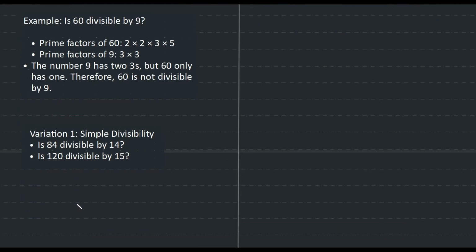So let me show one more example. 60 again, here is 2 and 2, 3 and 5, while 9 is 3 and 3. So I can tally 3 and 3, but not this 3. So this is an extra 3. The number 9 has two 3's, but 60 has only one. Therefore 60 is not divisible by 9. Okay, so that's one more example for you regarding the third step. So let's try this. You can pause. It's a very simple process. Prime factorize it and try it.